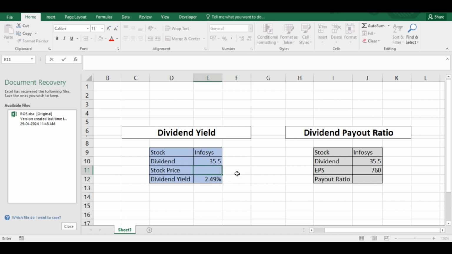Let's reduce the stock price to 1000. Now the dividend yield automatically increases to 3.5%. This means when stock price falls, dividend yield increases, which makes the stock more attractive. The investors start investing in the stock and price rises, which makes the dividend yield to decrease again.